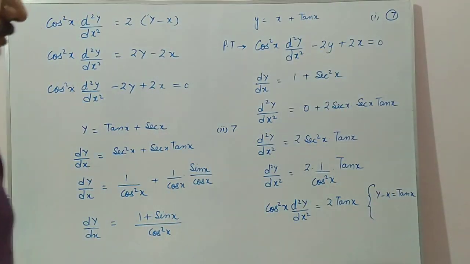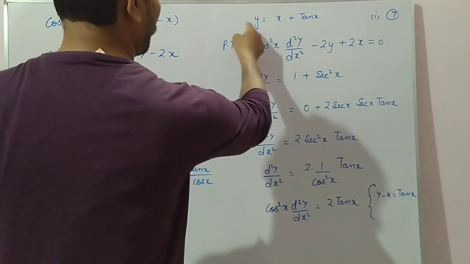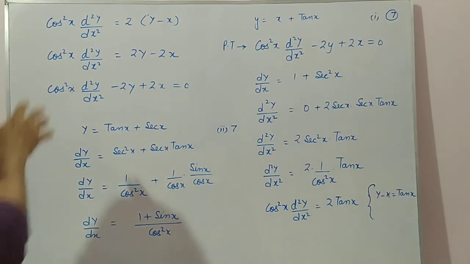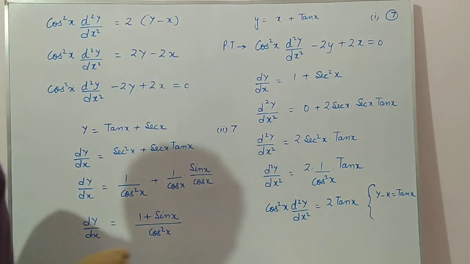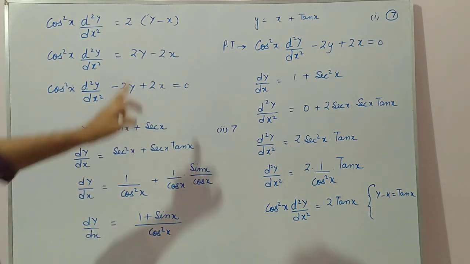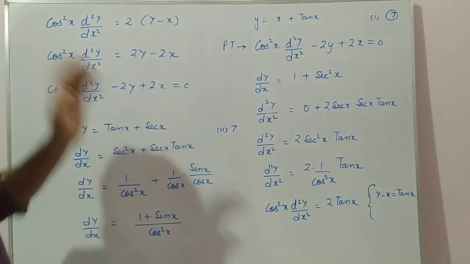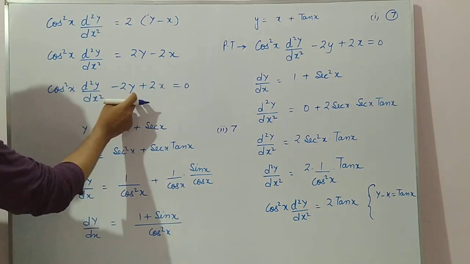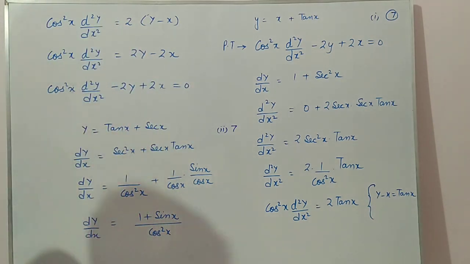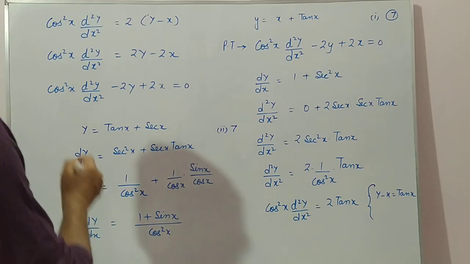Now we know that tan x equal to what? Y minus x. Tan x equal to what? Y minus x. So here cos square x d2y by dx square equal to 2, tan x can be written as what? Y minus x. Now you multiply 2y minus 2x and take it on the left hand side. So you are getting cos square x d2y by dx square minus 2y plus 2x equal to 0. Followed?